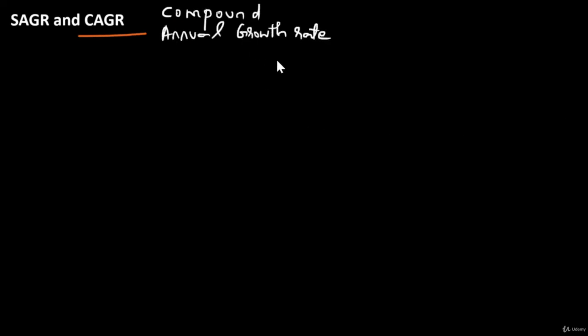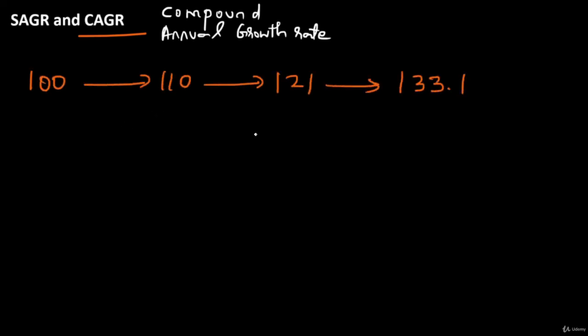Hi students, in the previous video we discussed SAGR or simple annual growth rate. Now in this video let's discuss CAGR or compound annual growth rate. For this let's take an example. Let's say the sales of a book, in millions of dollars, is 100 million. After 1 year it became 110 million, then it became 121 million, and then it became 133.1 million. And you're asked to find the CAGR.